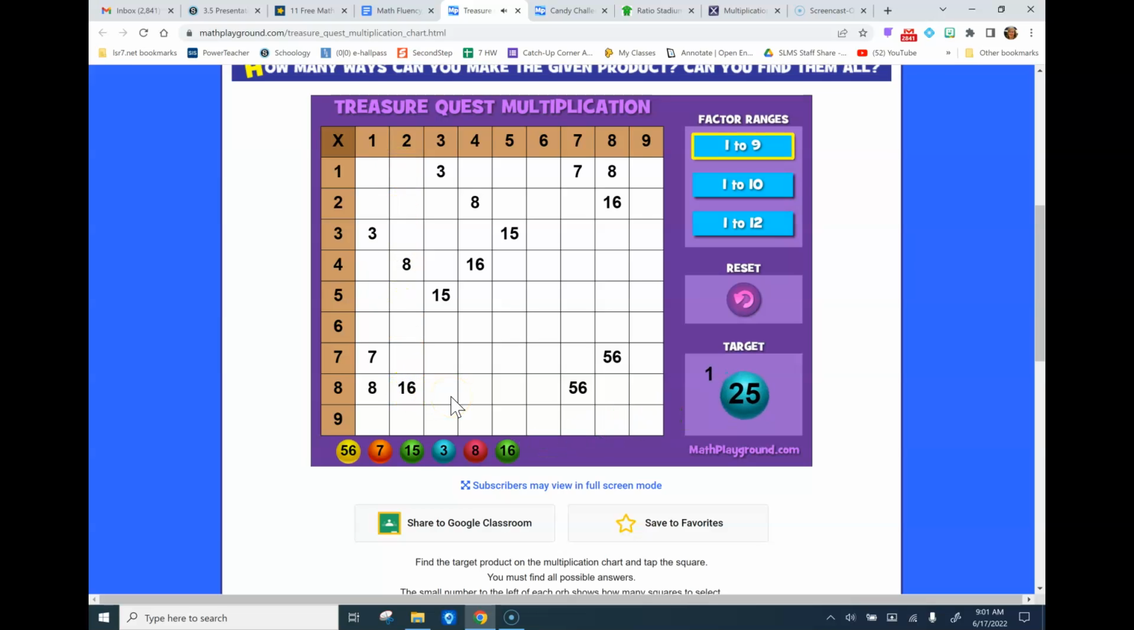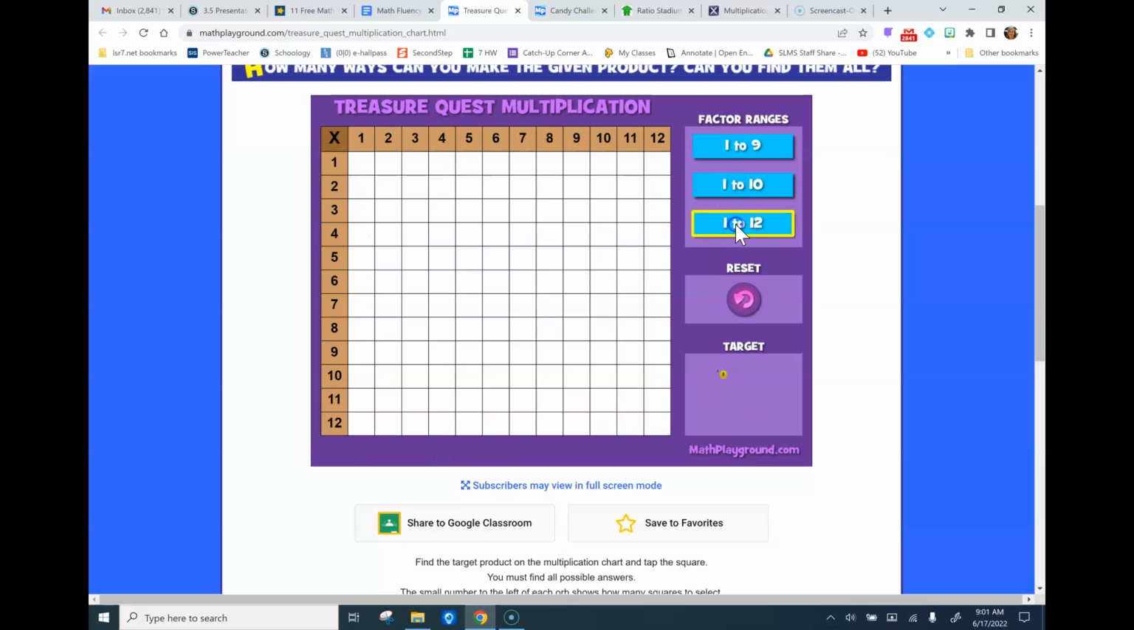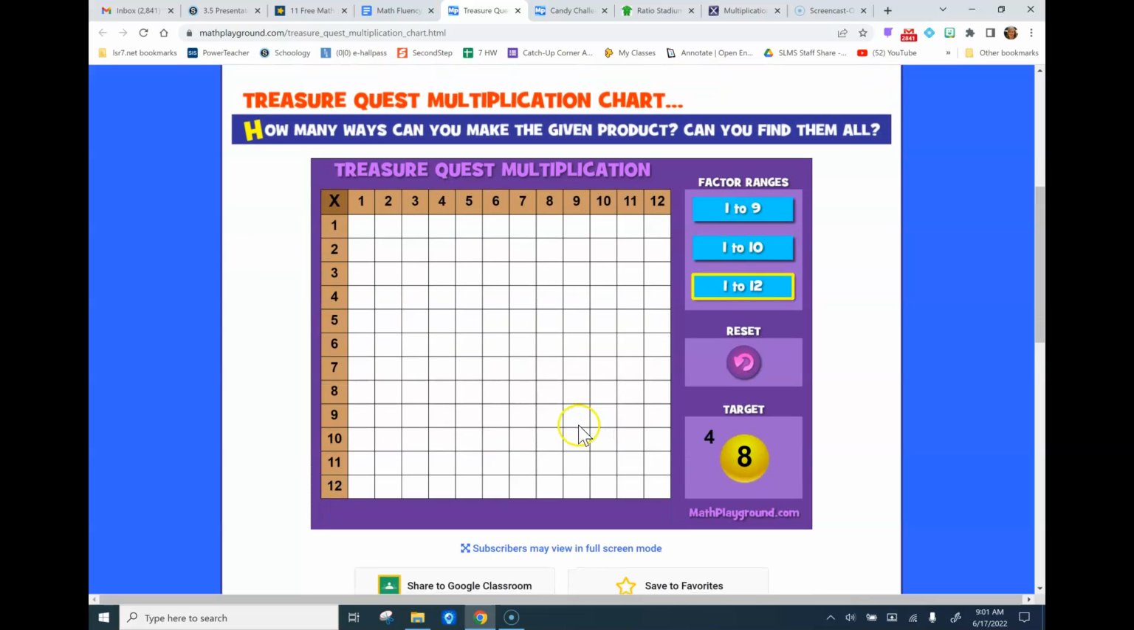So it's just multiplication. You can go to different ranges. You can make it so then you have bigger numbers. And there's 8 4 different ways. So you can see that this is a great way to practice multiplication. And then you get these little coins. I just thought it was a fun way to do it.